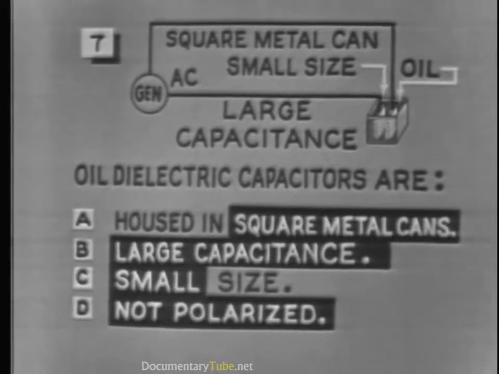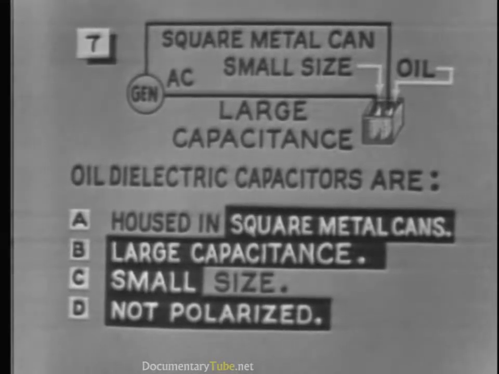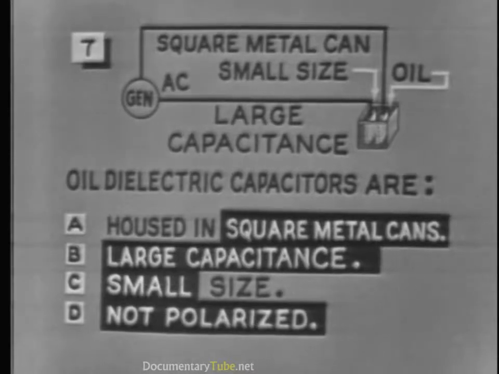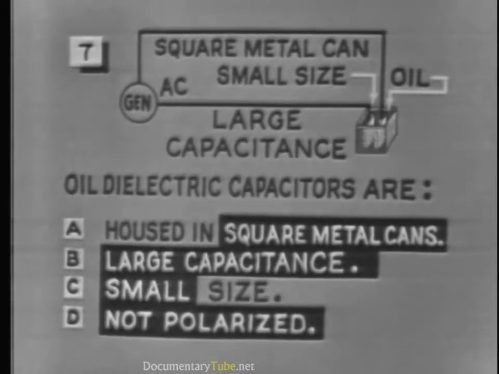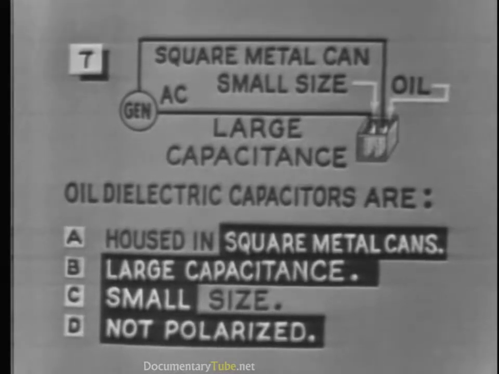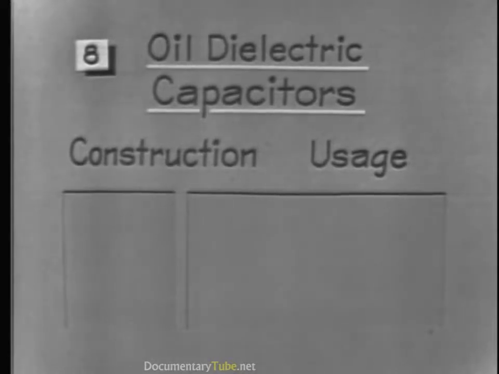You should have completed the statement so that it reads, oil dielectric capacitors are housed in square metal cans, large capacitance, small size, and are not polarized. Now complete number 8.